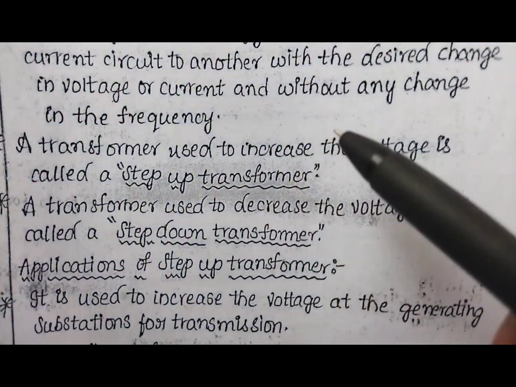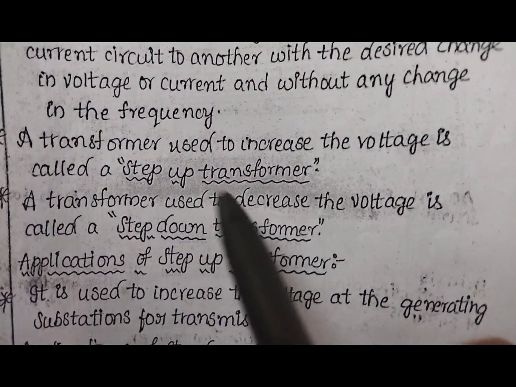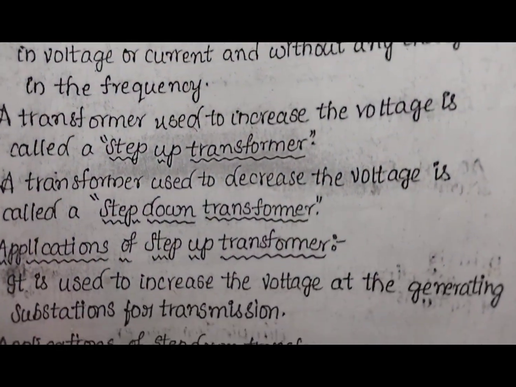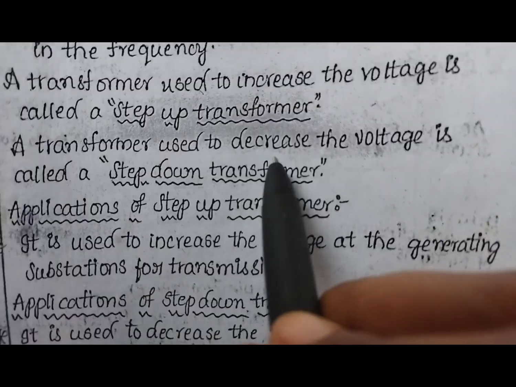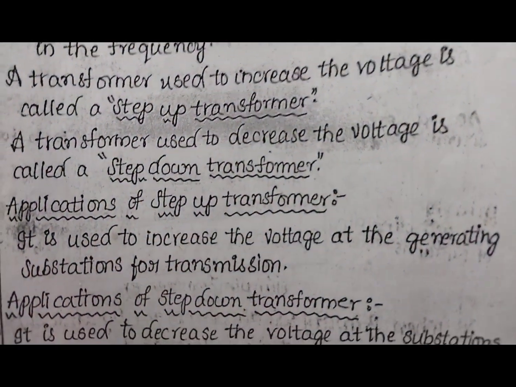There are two types of transformers, step up transformer and step down transformer. Now we are going to discuss types. A transformer used to increase the voltage is called step up, increasing voltage. Step down is decreasing voltage. The name itself explains the transformer type.